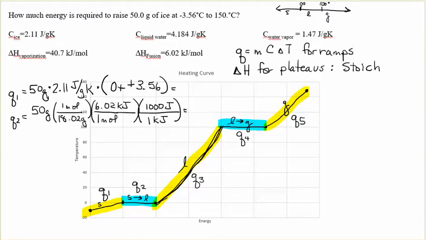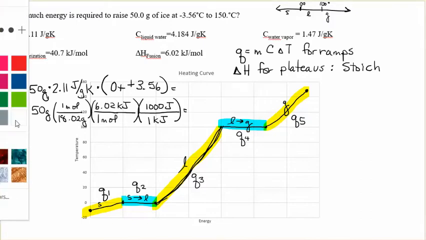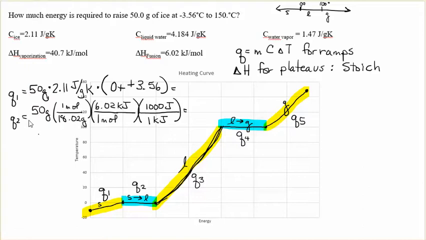The math doesn't really matter. But you can see we're using stoichiometry and we're using the delta H of fusion. That'll give us the amount of energy it takes to melt 50 grams of ice. Now we're on another ramp. Ramps use Q equals MC delta T. So let's talk about how we solve for Q3. I think I have enough room, I'll put Q3 over here.